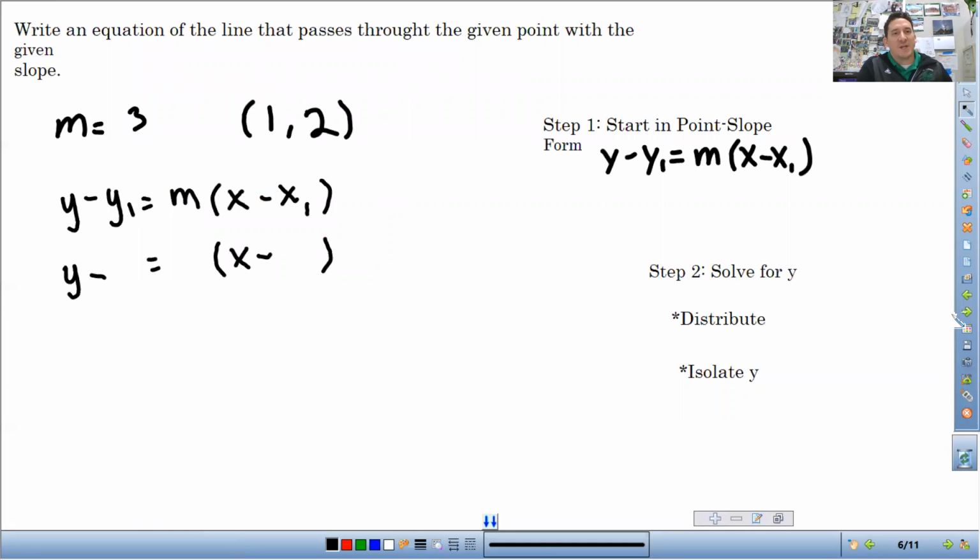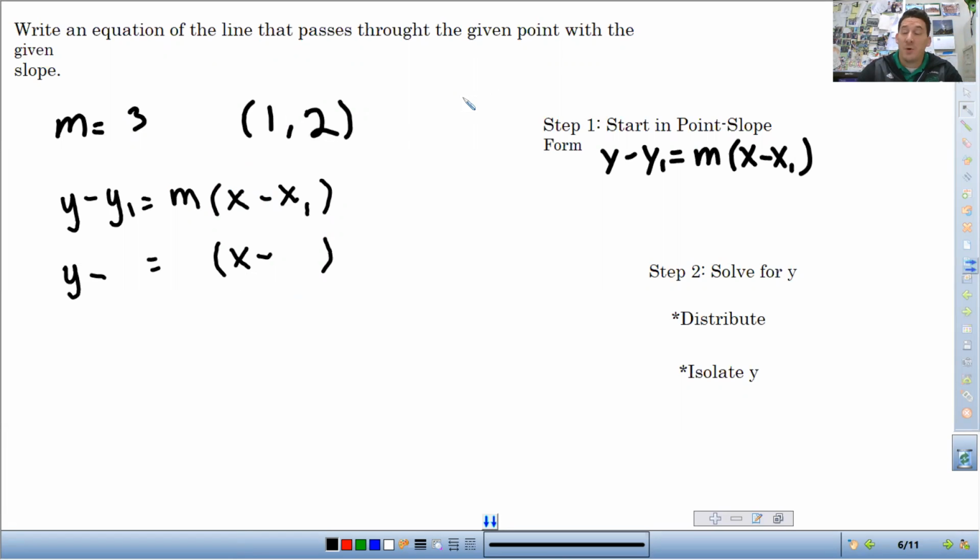We're going to write an equation of the line that passes through the given point with the given slope. So the slope m is 3, it passes through the point (1, 2). So to do this, what we actually want to do is start in point slope form. That's what we learned last week. y minus y1 is equal to m times x minus x1. We want to start with that, and then we solve for y.